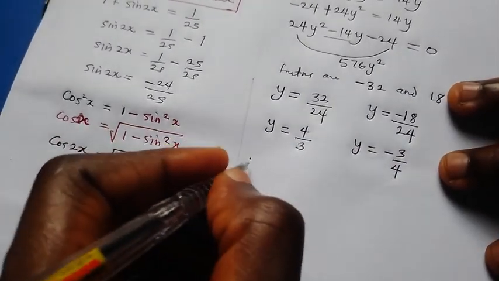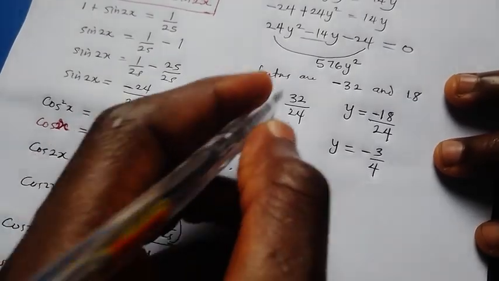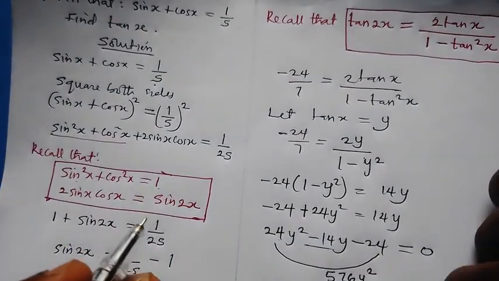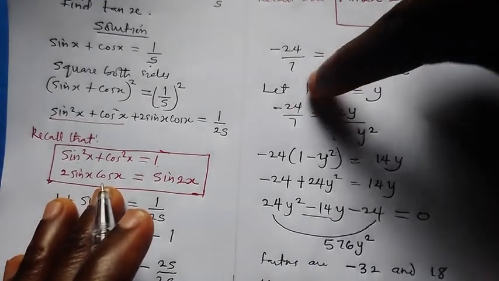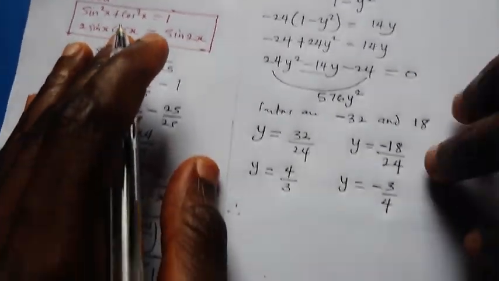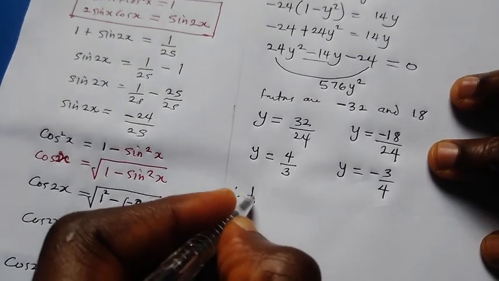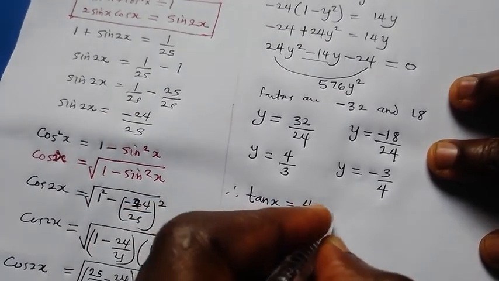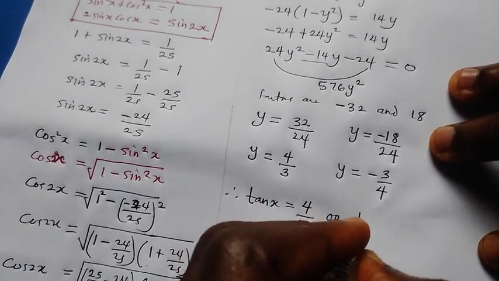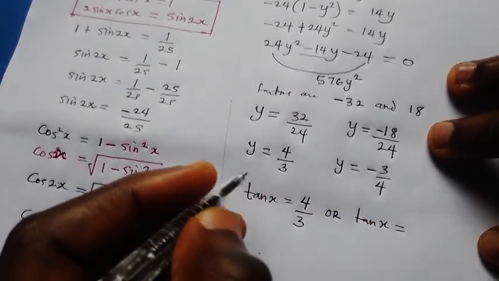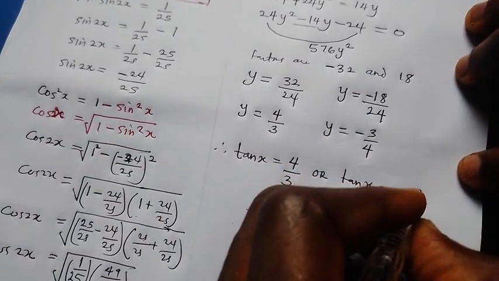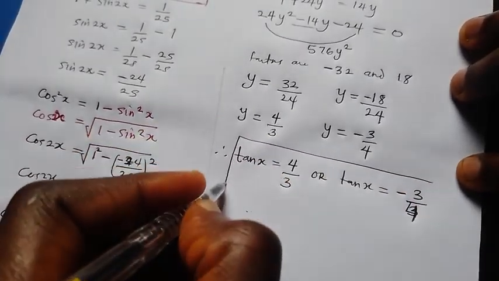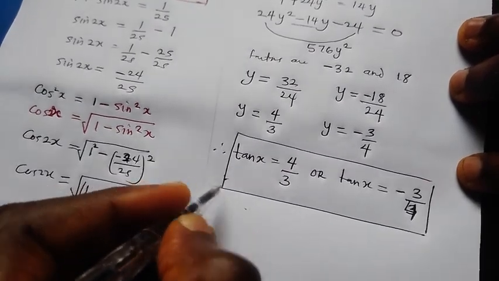So therefore we can conclude that, since we assumed that y is tan x up here, we should let our tan x be y. So we can conclude that tan x is 4 over 3, or tan x is negative 3 over 4. So we have been able to provide a solution to the problem.